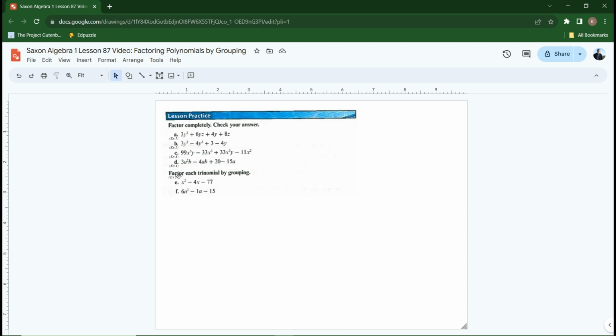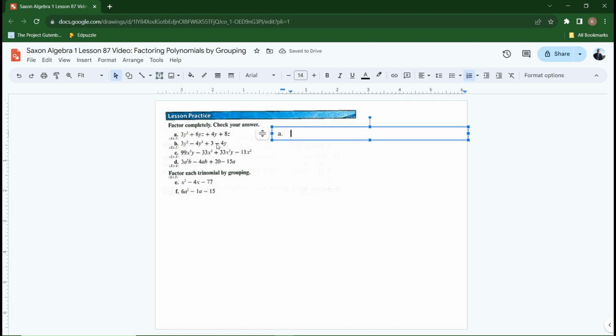by grouping. I don't know if it's actually going to be easier. I hope it's going to be easier. We're going to do it by grouping, and we are going to see if this method makes it a little easier for you, especially for trinomials that have a coefficient in front of the first term. All right, now, what am I talking about doing this by grouping? Let's take a look. So letter A.